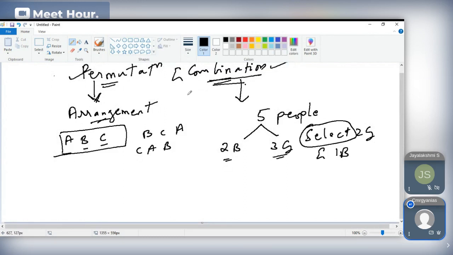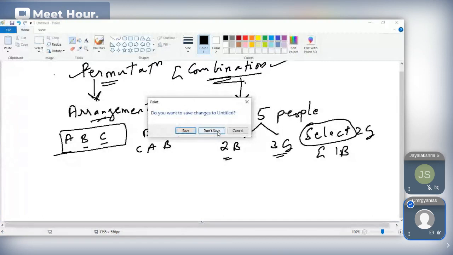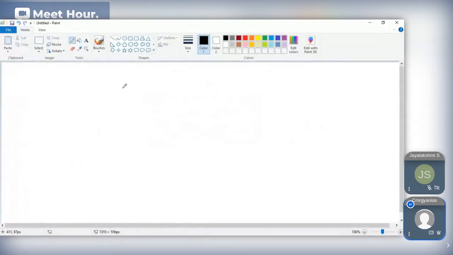Now, first we are doing permutation. You are able to see the paint page, no? The blank page is seen, no? Okay. So first, write the heading: permutation.